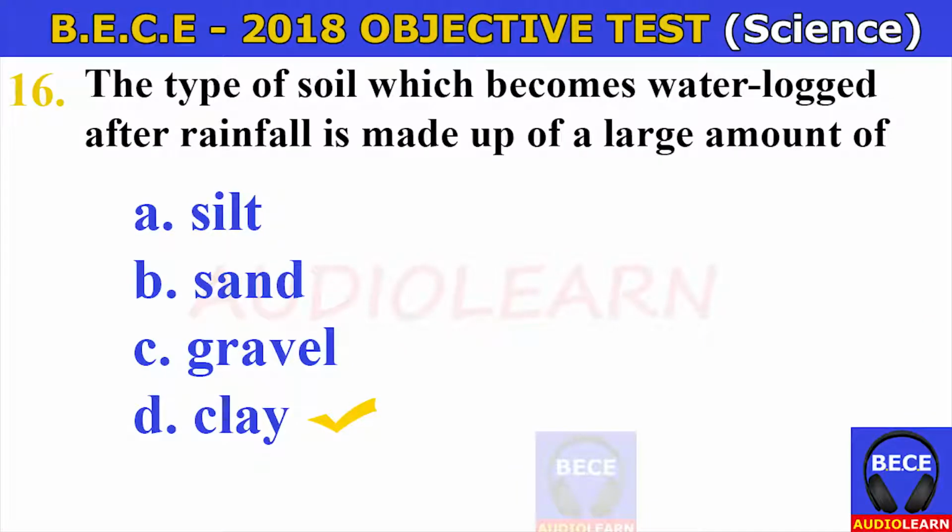Number 16. The type of soil which becomes waterlogged after rainfall is made up of a large amount of A. silt, B. sand, C. gravel, D. clay. And the answer is D. clay. The type of soil which becomes waterlogged after rainfall is made up of a large amount of clay.